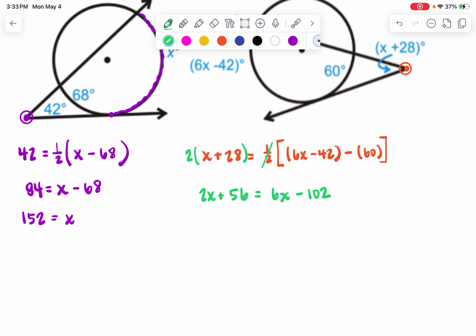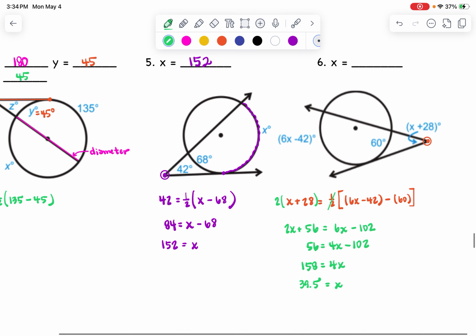Let's see, I'm going to go ahead and subtract all my x's. I'm going to subtract them to the right so I can keep them positive, but you can do whatever you'd like. And then I'm going to add my 102, so I'm going to get 158. And then I'm going to divide by 4, and I'm going to get 39.5. And voila. So there you have it, right?